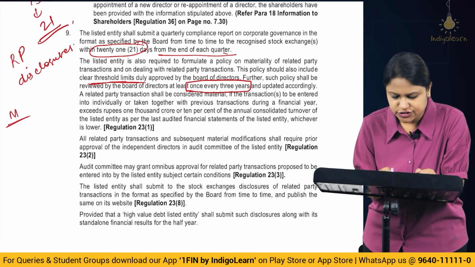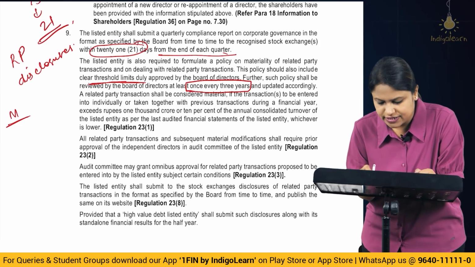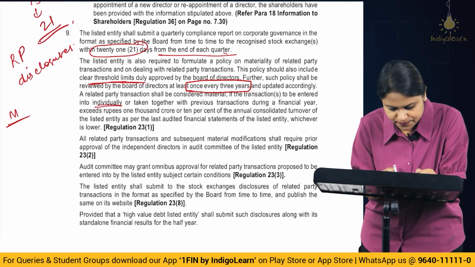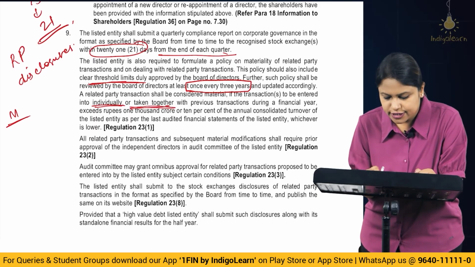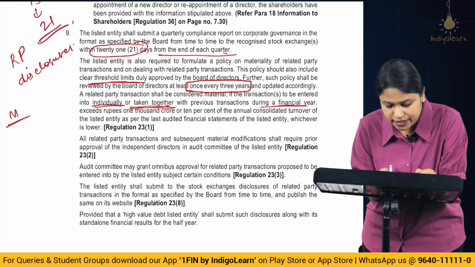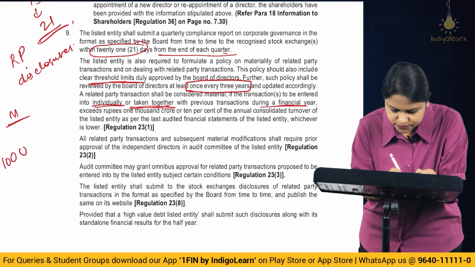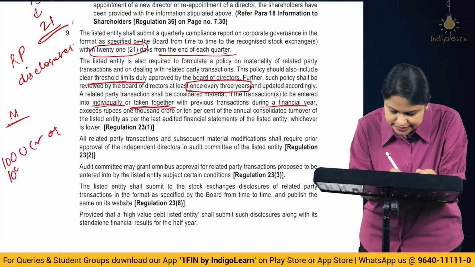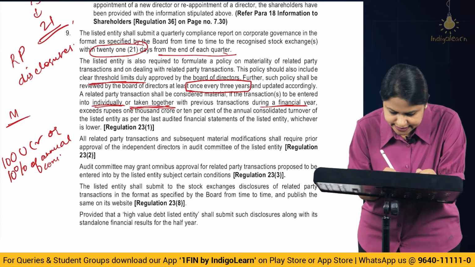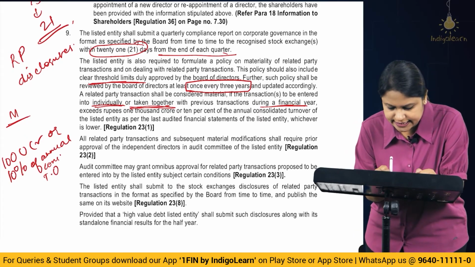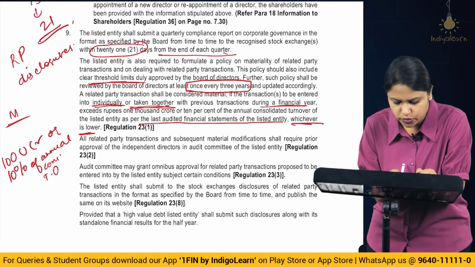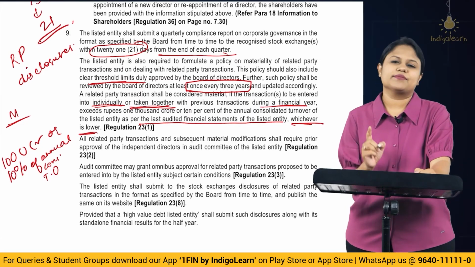A related party transaction shall be considered material if the transaction or transactions to be entered into, individually or taken together with the previous transactions during a financial year, exceed rupees 1000 crore or 10% of the annual consolidated turnover of the listed entity as per the last audited financial statement of the listed entity, whichever is lower. Please remember this for the coming examination.